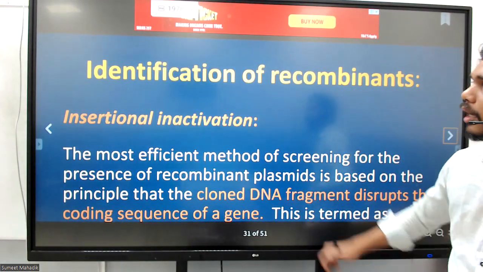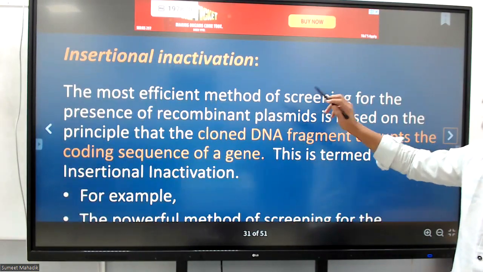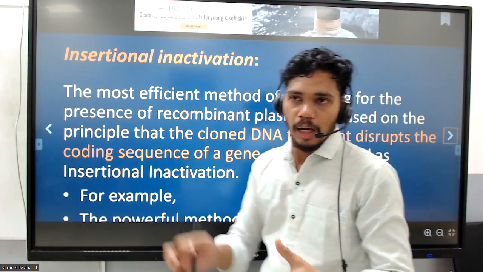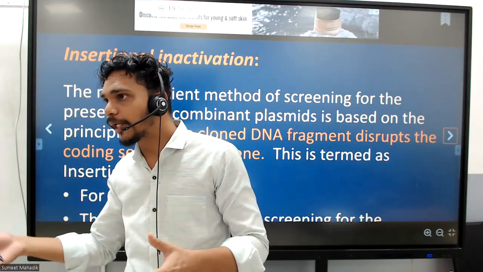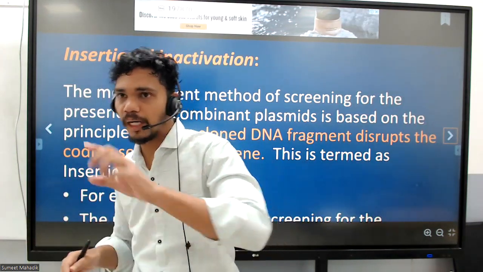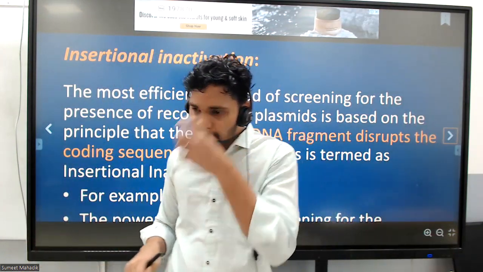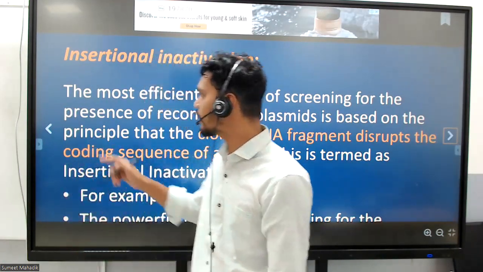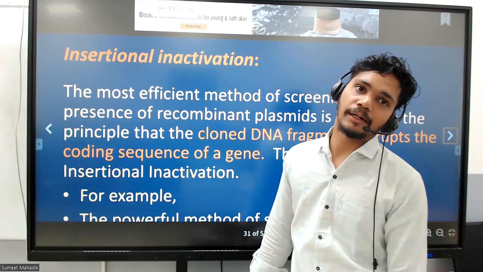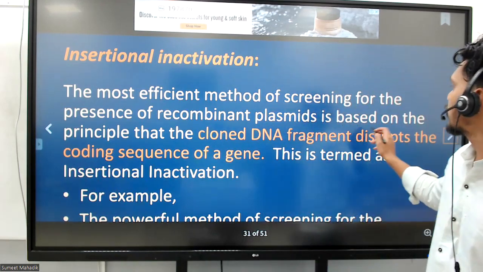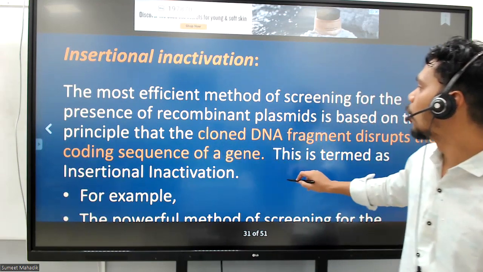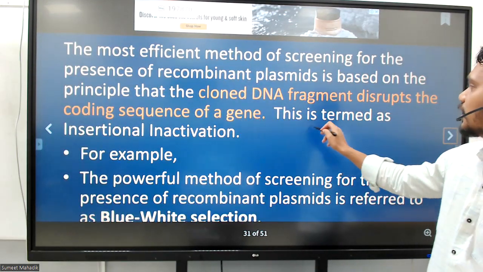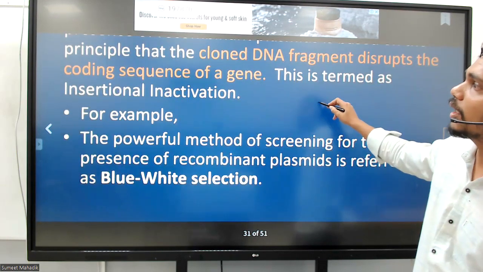How can you identify? By insertional inactivation. The most efficient method of screening for the presence of recombinant DNA in a plasmid: whether it underwent recombination or not, you have to find it out. You can't directly incorporate, and you can't study under the microscope every time. You need some indicators, called screening indicators. This is based on the principle that the cloned DNA fragment disrupts the coding sequence of the gene. This is termed insertional inactivation.